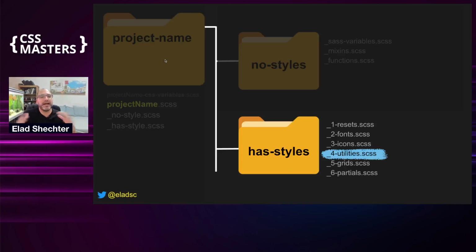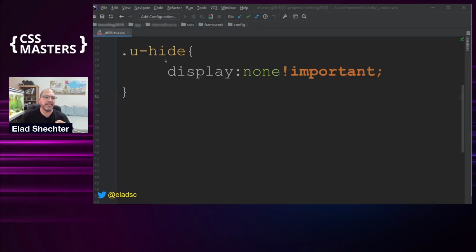Utility classes. In my type of CSS architecture, I don't have a lot of utility classes. This is a very small part of my project. But when I'm using those utility classes, I always want them to win. For example, if I have a utility class for something that needs to be hidden, utility classes always start with the letter U as a prefix.